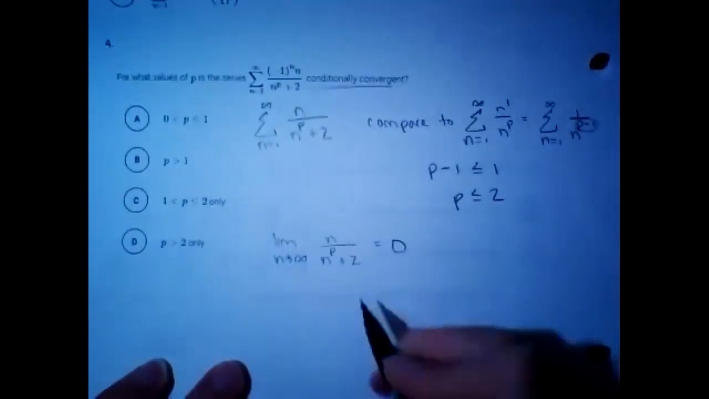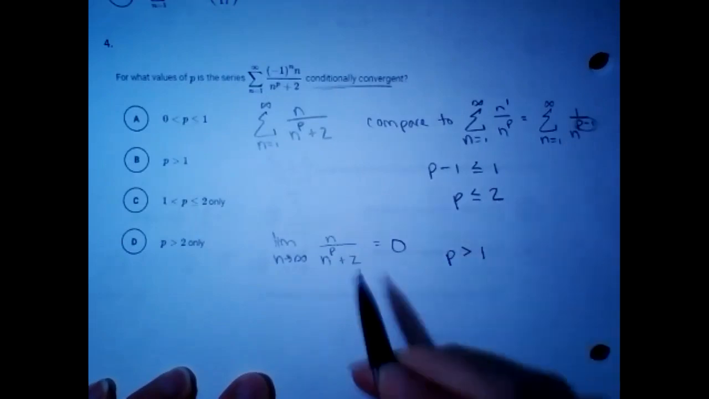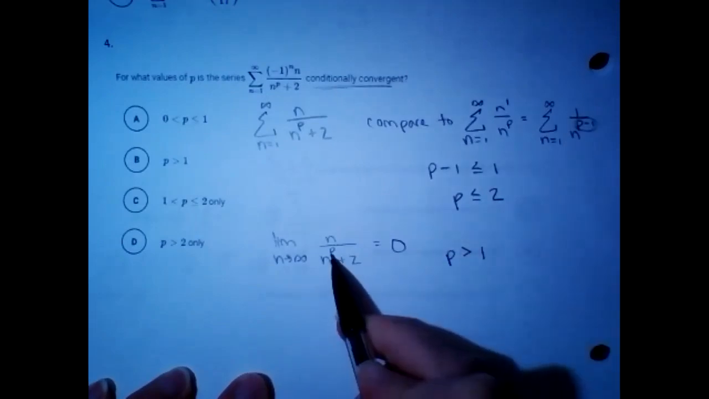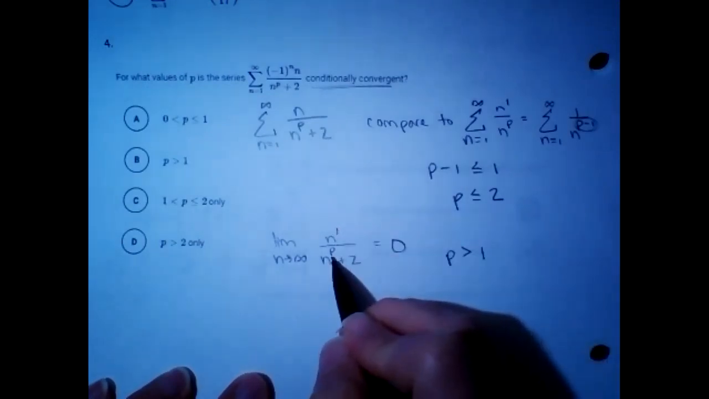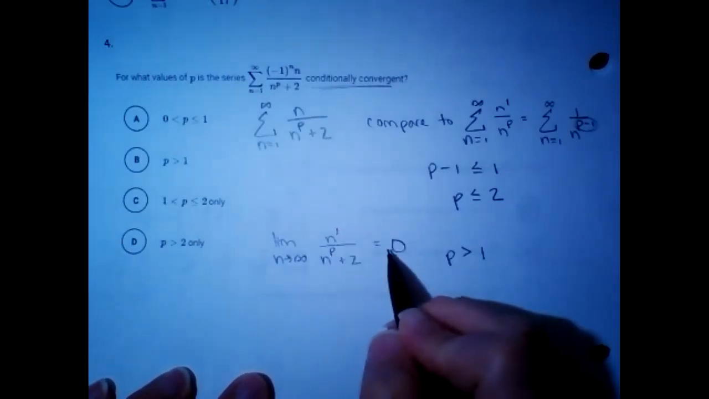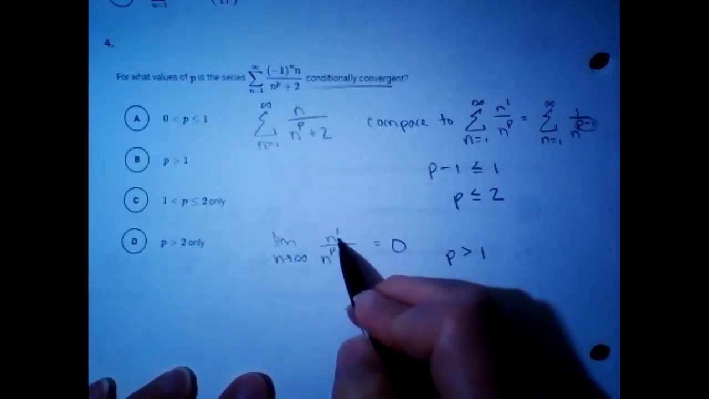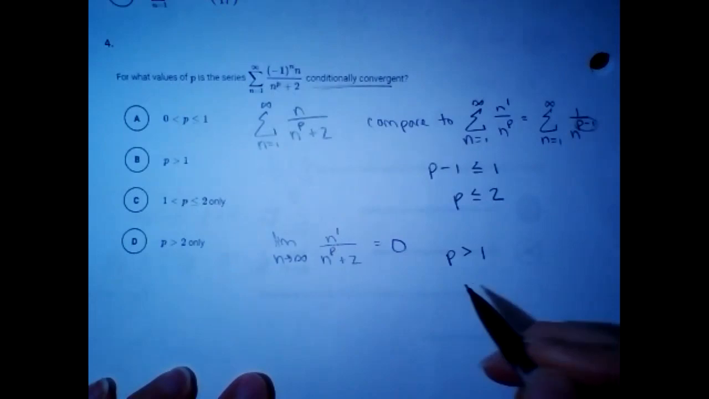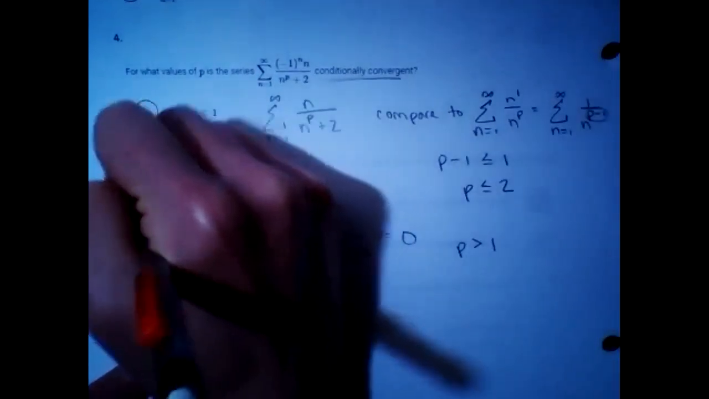And the only way that is going to happen is if p is bigger than 1. Because if p is smaller than 1, like say p was a half, you would have n to the first over n to the 1/2, then this limit wouldn't go to 0, it would go to infinity. But if p is bigger than 1, like say p was 1.5, then the denominator would be bigger, it would go to 0. So anyway, it's got to be bigger than 1, less than or equal to 2. So that was a hard question.